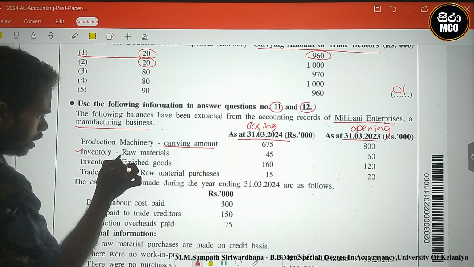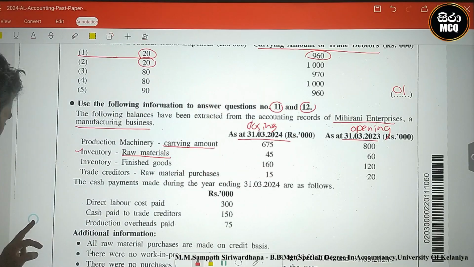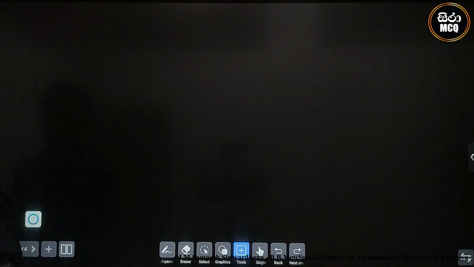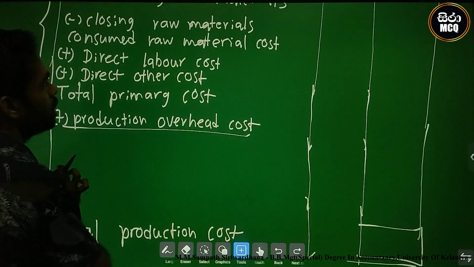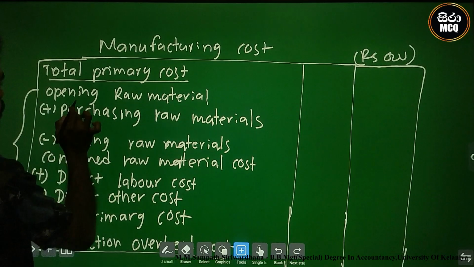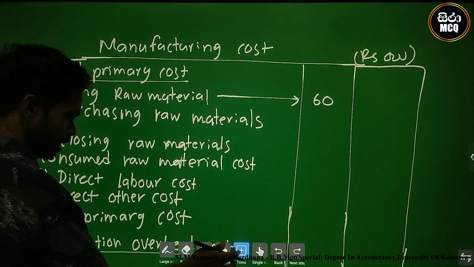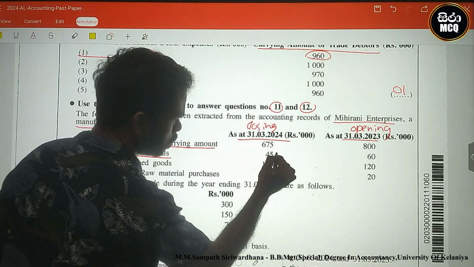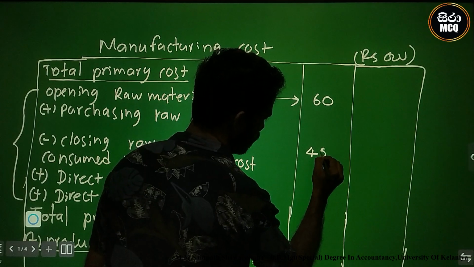Look here. Inventory raw materials. Opening raw material, closing raw material. We can use opening raw material 60. Okay. The next one is closing raw material. Closing raw material is 45, must be deducted.